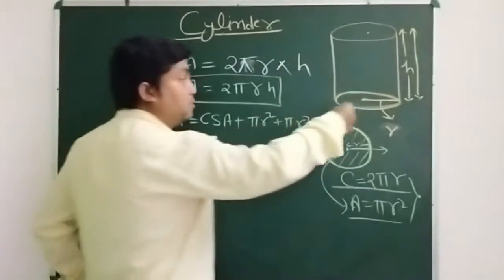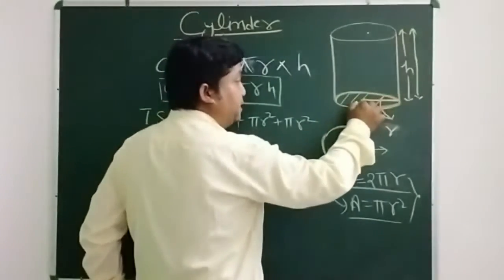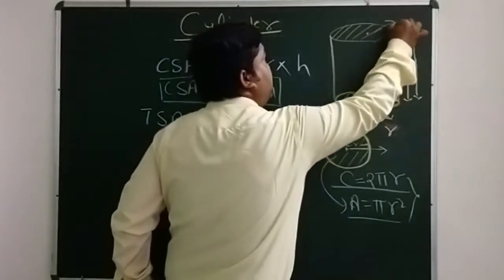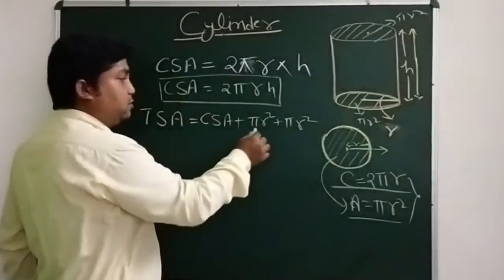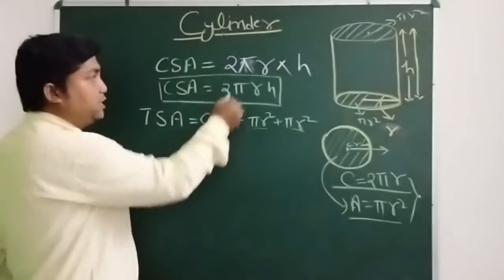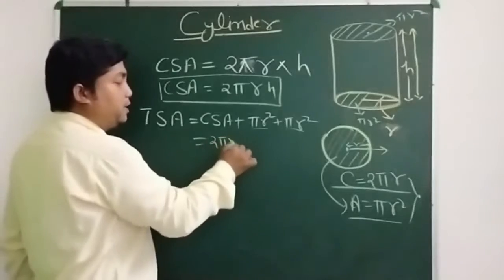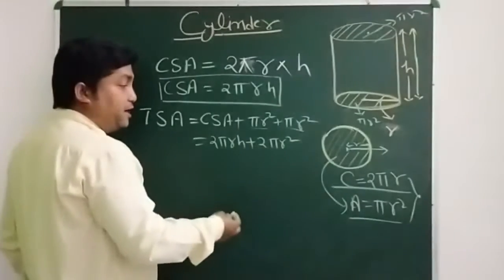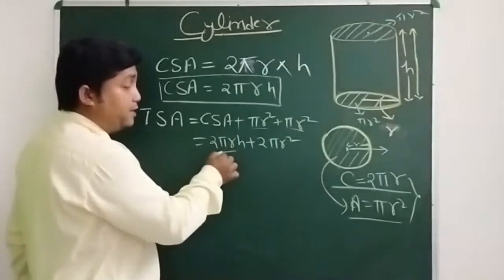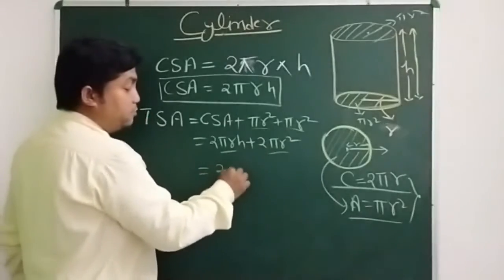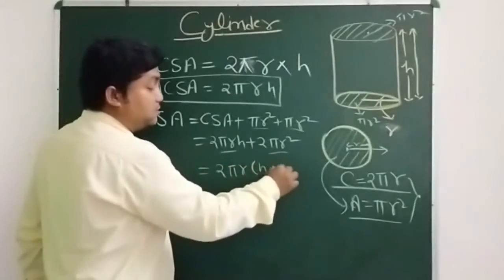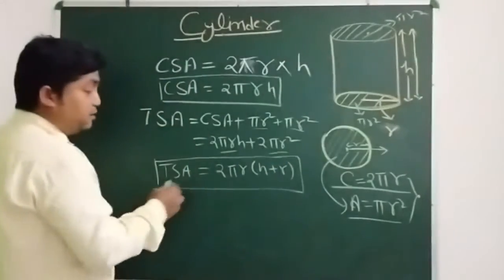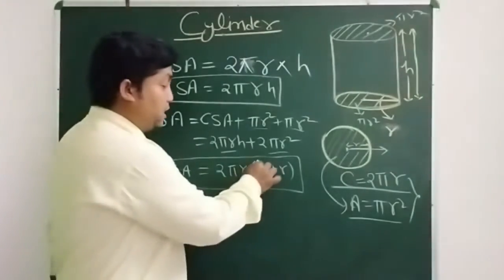So the area of the top and bottom is pi r square each. So total area is equal to pi r square plus pi r square. And you know the curved surface area is 2 pi r h, so total is 2 pi r h plus 2 pi r square. You can see that 2 pi r is common in both of them. You can take 2 pi r as common, then you have h plus r. So TSA, total surface area of the cylinder, is 2 pi r into h plus r.